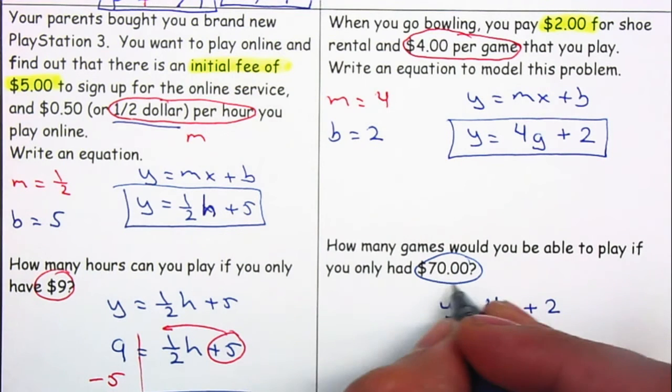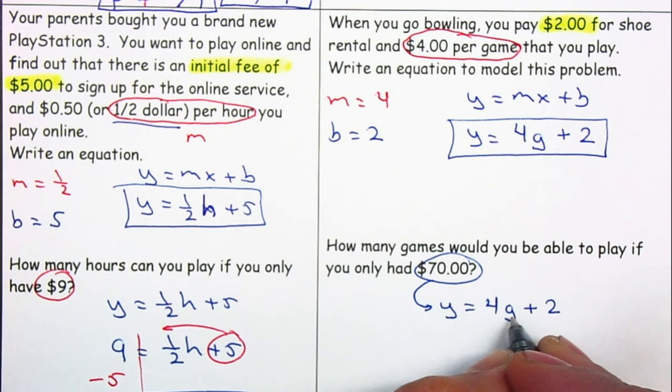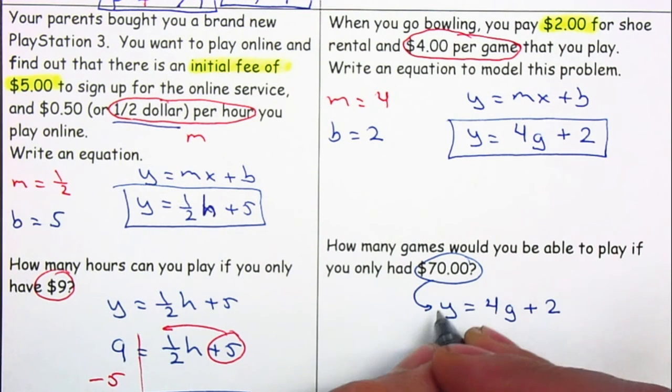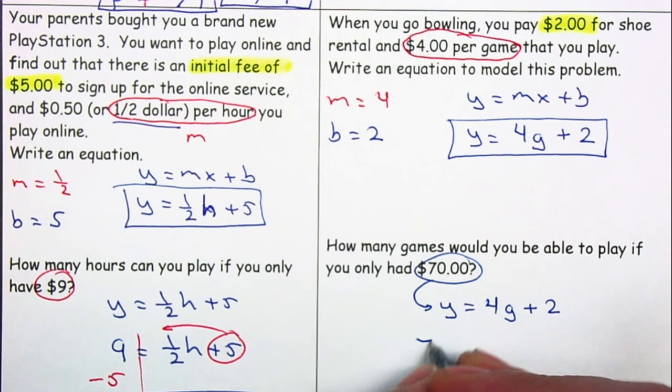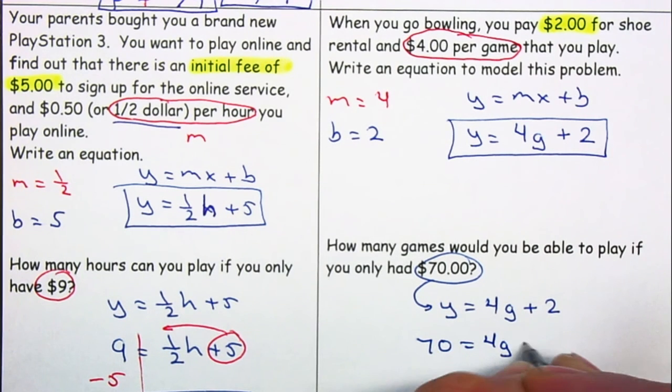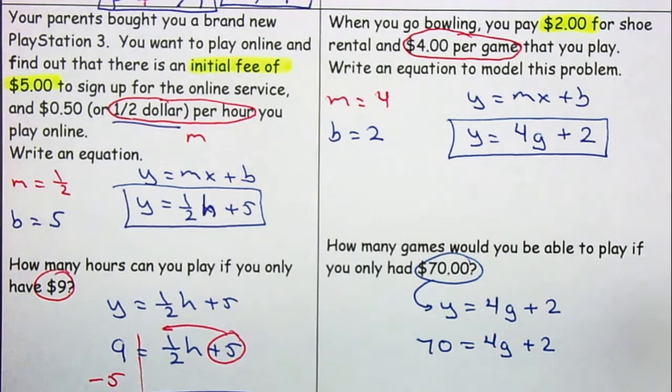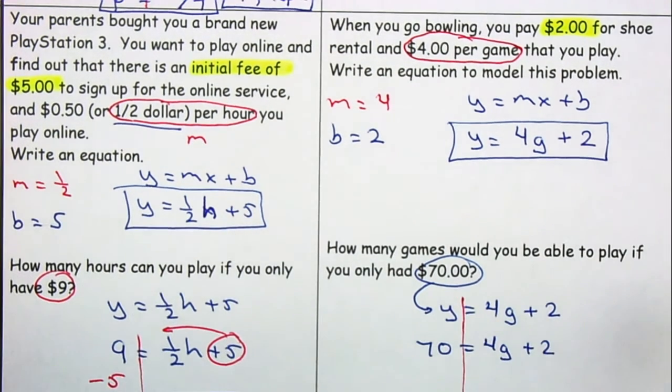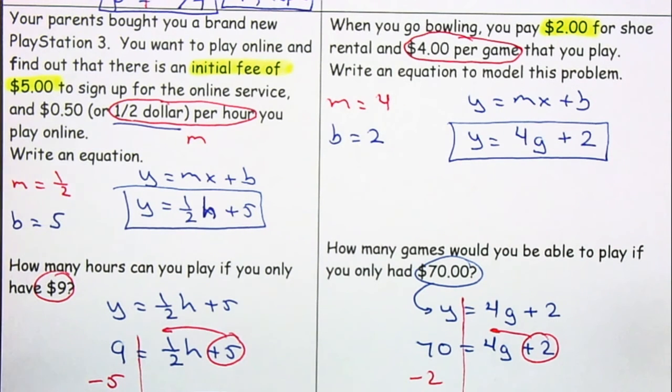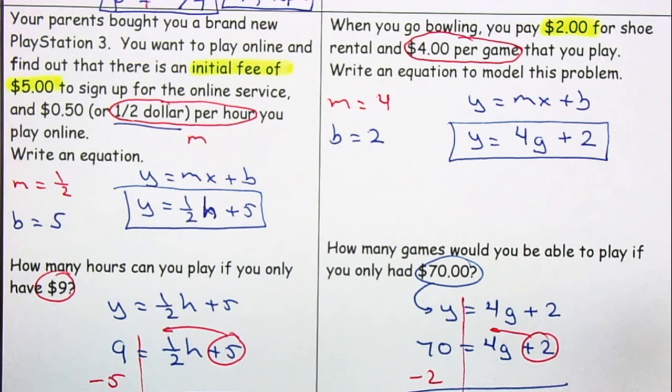Correct. I'm not plugging the 70 into the g. It's not how many games. That's the amount that you have. So it'll be 70 is equal to 4g plus 2. I'm going to draw the line and move my 2 to the left. It's going to become a negative 2. So I have 68 is equal to 4g.